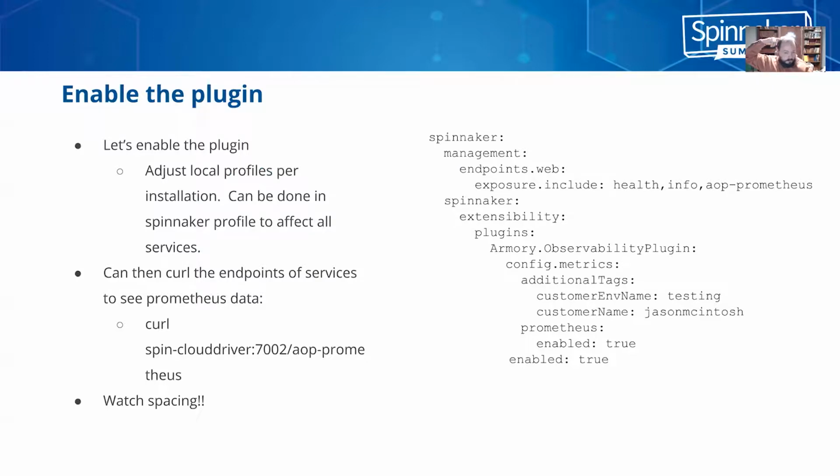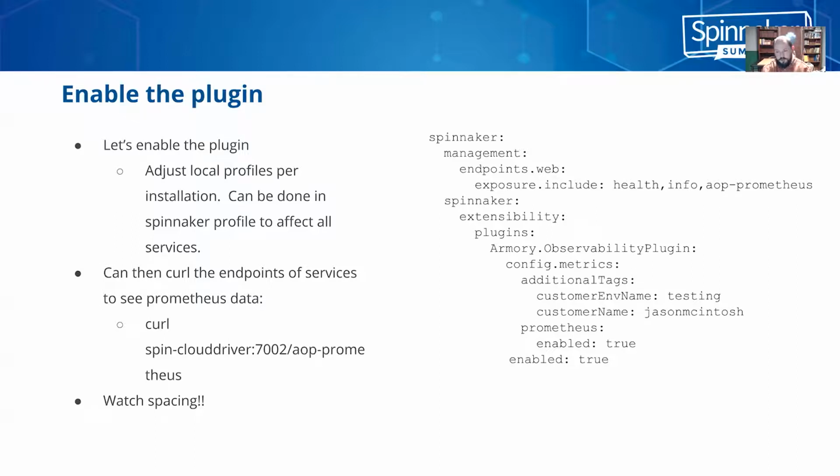I will say that when you want to enable the plugin, the docs are on the plugin site. Just make sure you watch the spacing. I just shot myself in the foot because I put Prometheus up at the config layer when it's supposed to be under the config layer, for example. This adds a new endpoint, AOP Prometheus, to these services.